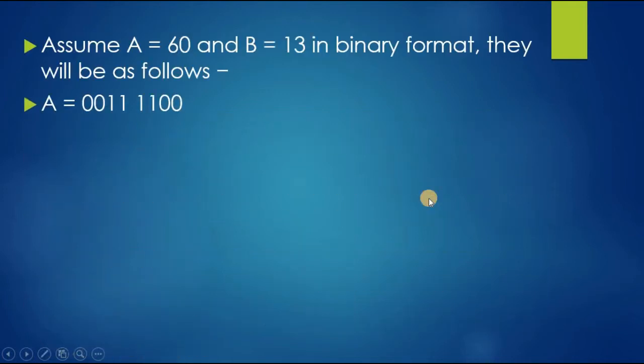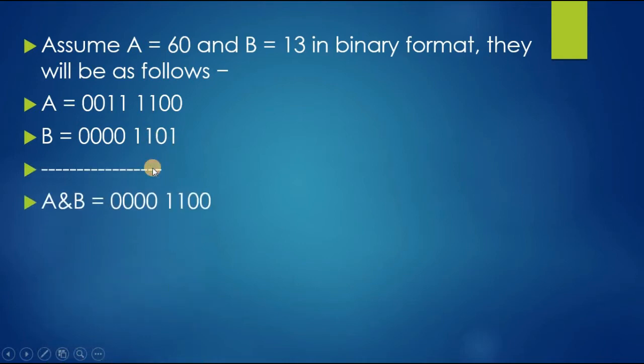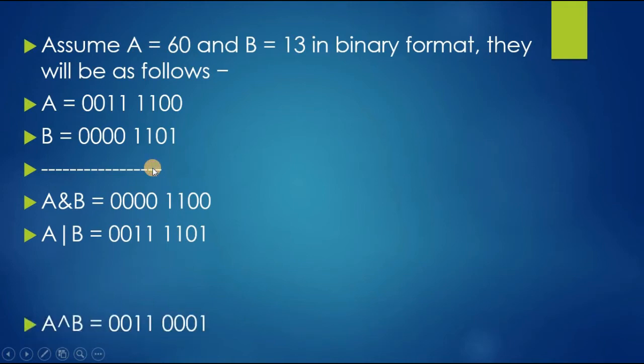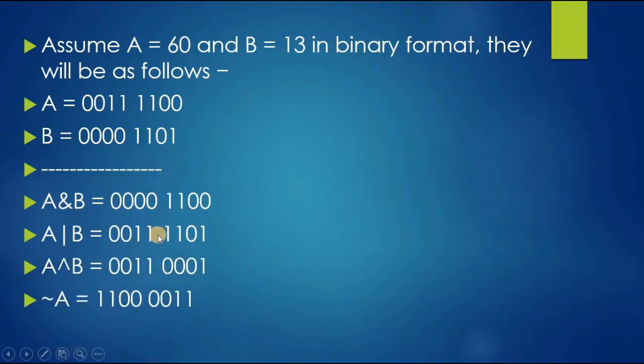Here we assume A as 60 and B as 13. In the binary format, A will be 0, 0, 1, 1, 1, 1, 0, 0. That is 60. And 13 will be 0, 0, 0, 0, 1, 1, 0, 1. For AND, OR, XOR and NOT operators, we got a result here.